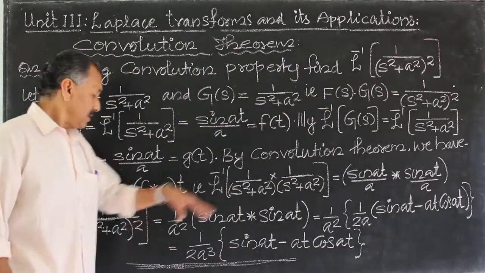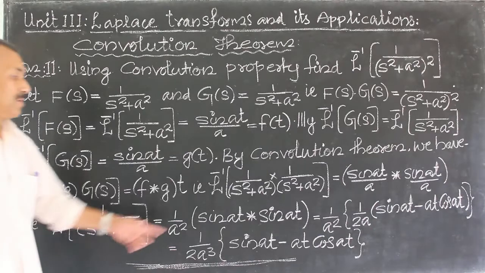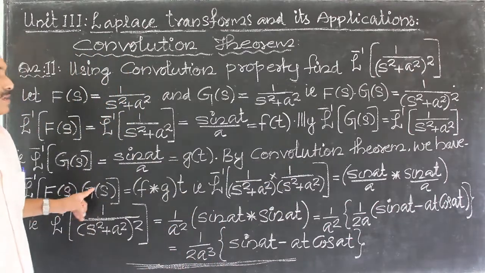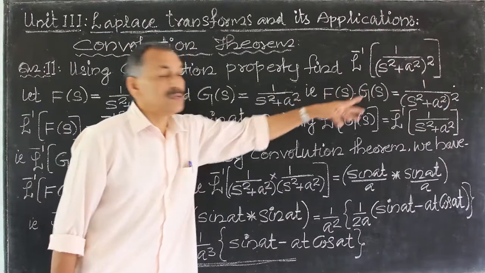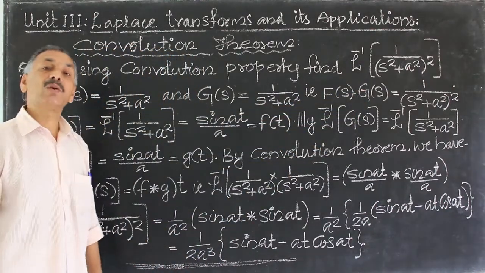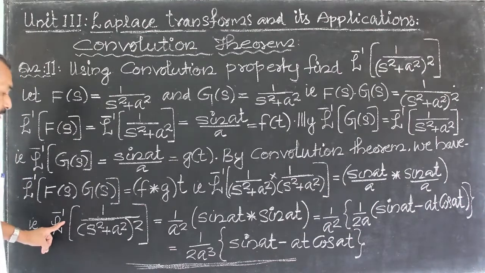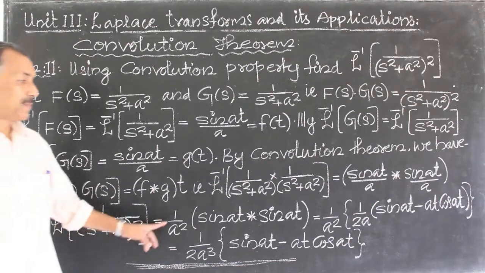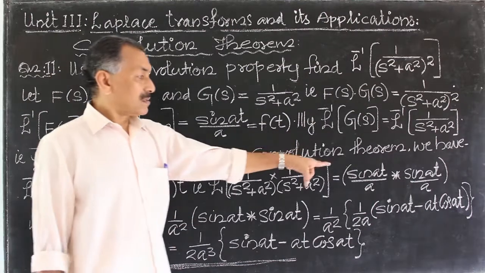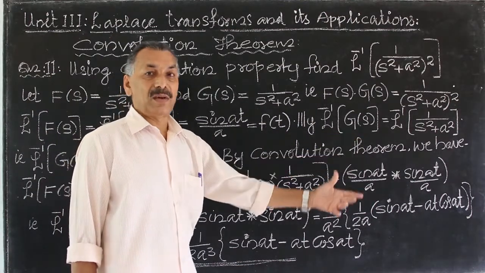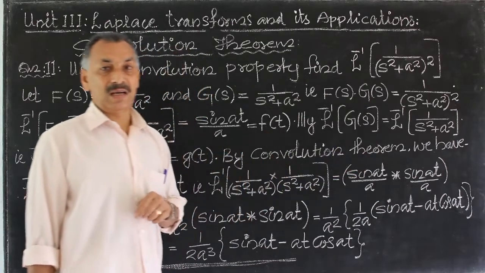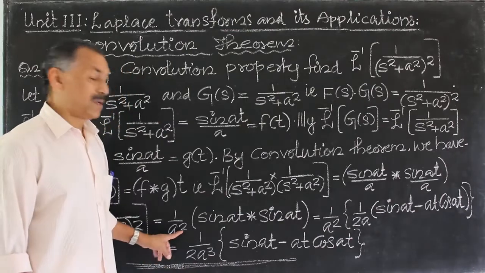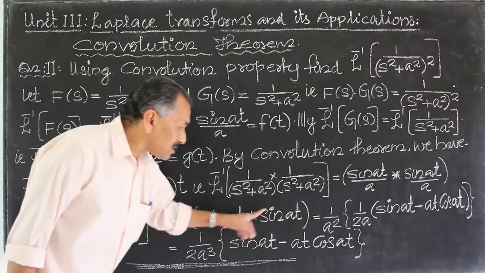Okay, that is L inverse of 1 divided by s square plus a square into 1 divided by s square plus a square, or F(s) into G(s). What is F(s) into G(s)? F(s) into G(s) is equal to 1 divided by (s square plus a square) whole square. The L inverse of 1 divided by (s square plus a square) whole square is equal to sin a t convolved with sin a t, with 1 by a outside. Then 1 by a into 1 by a is 1 by a square into sin a t convolution sin a t.